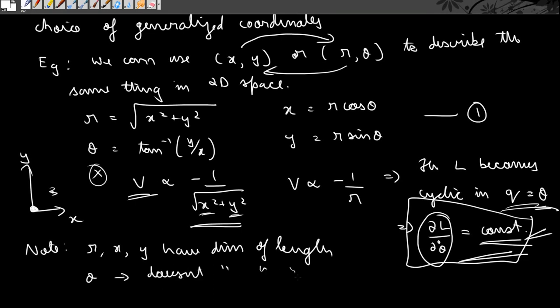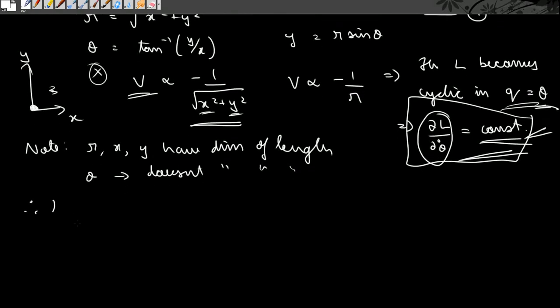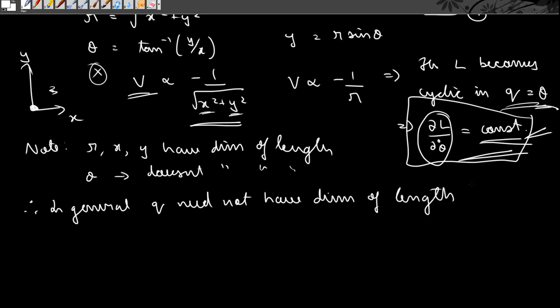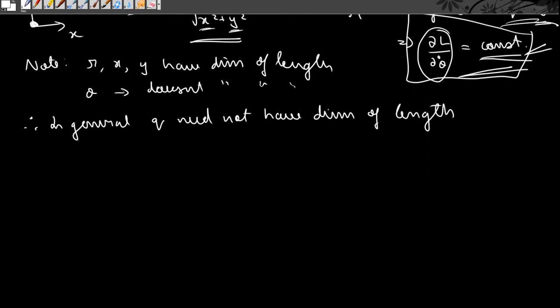What this suggests is that in general Q need not have dimensions of length. Here Q is a generalized coordinate. In similar fashion we can generalize the above kinds of transformation as follows.